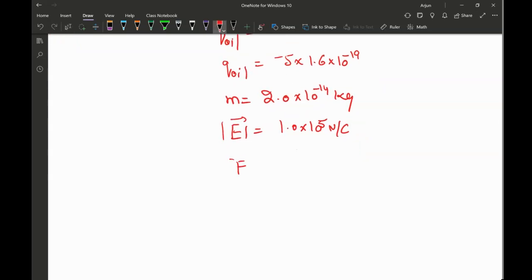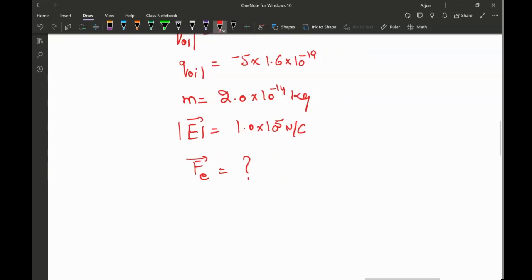Find F net. That's what we are looking for: the net force on the sphere. Not Fe, actually, the net force. So if this is a sphere, how much is the net force, whether it is moving up or down?